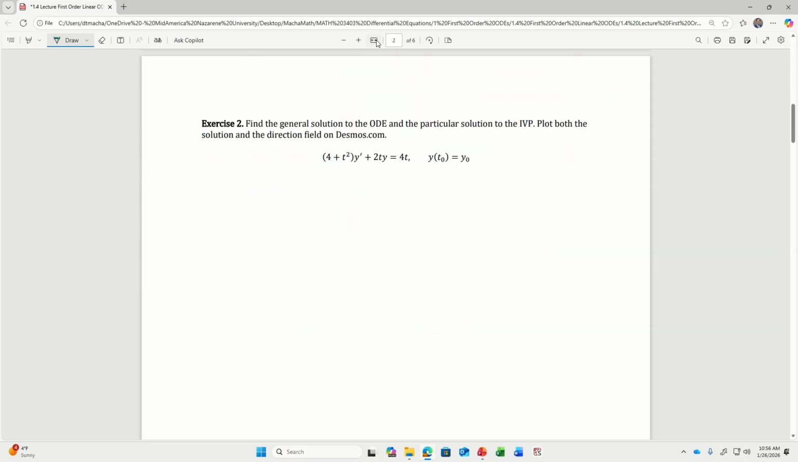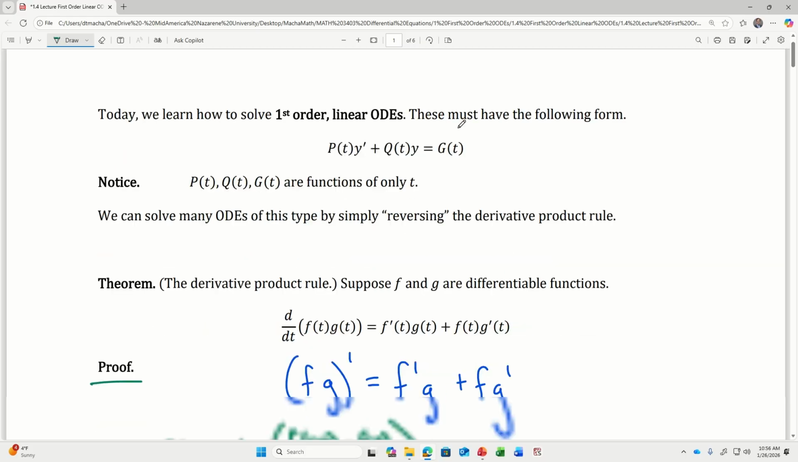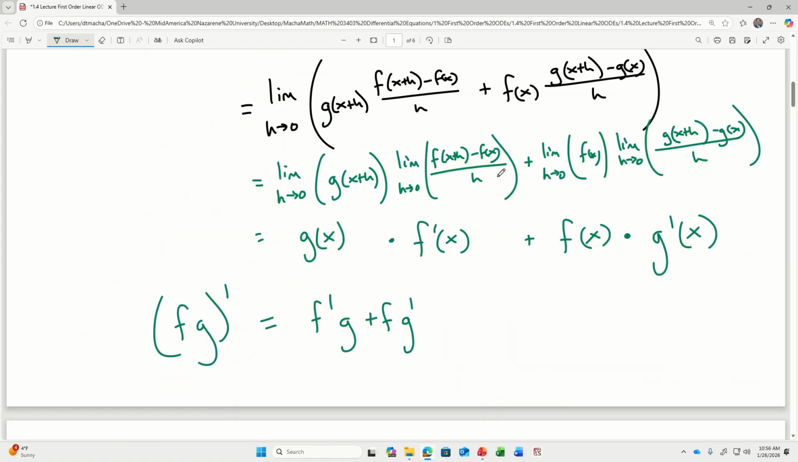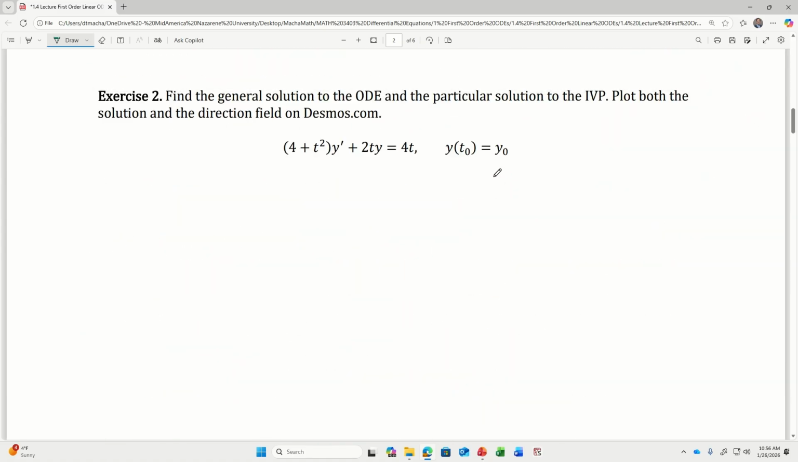right. So, like I said at the very beginning, we're going to have these first order linear ODEs that look like this. And we're going to be able to solve some of these by reversing the derivative product rule, which means we're going to see something that looks like the right-hand side of this equation. You're going to see in the ODE something that looks like f prime g plus fg prime. And then we're going to move from right to left. We're going to reverse that derivative product rule to rewrite our differential equation.